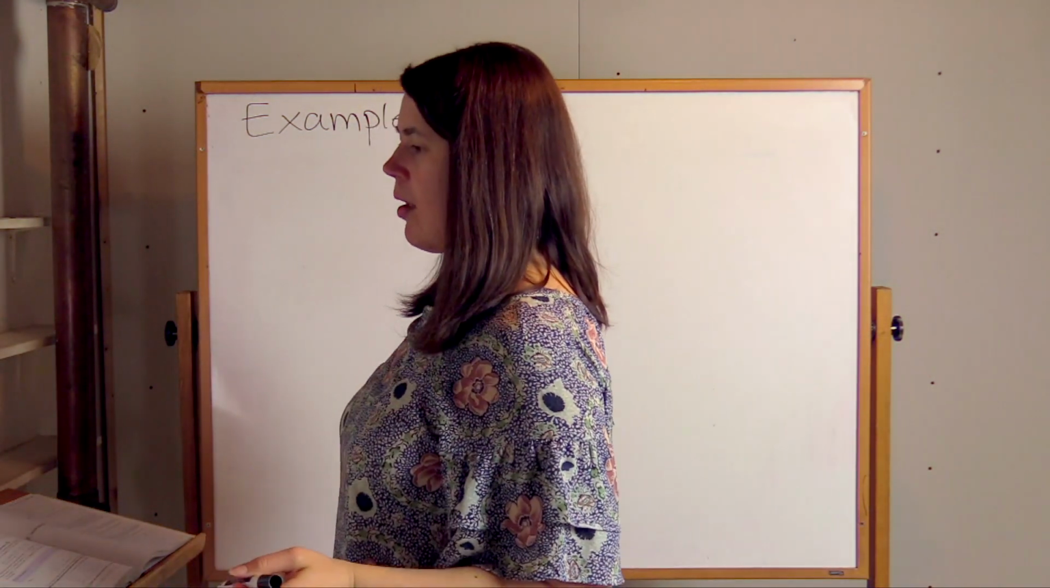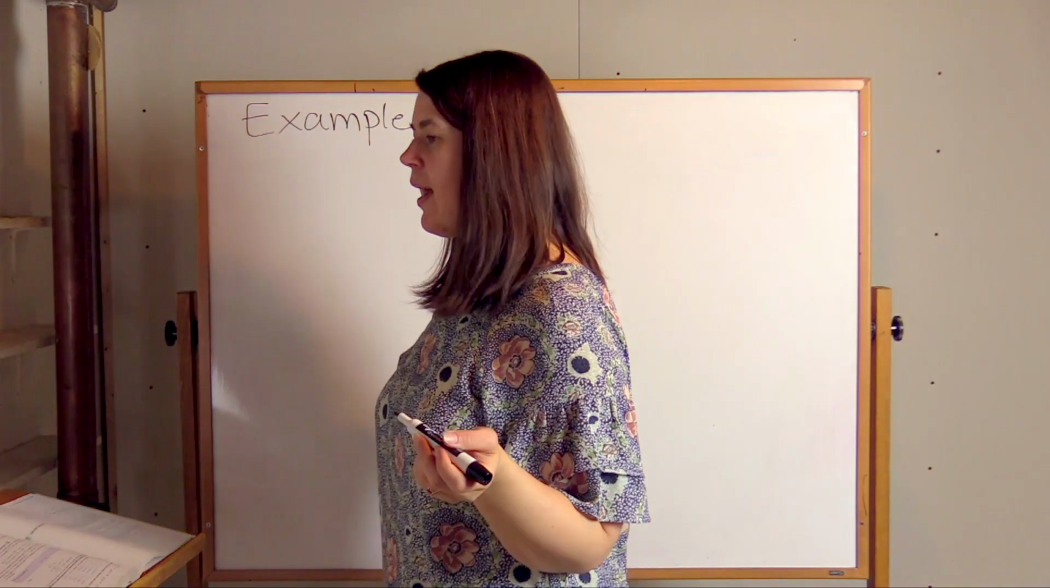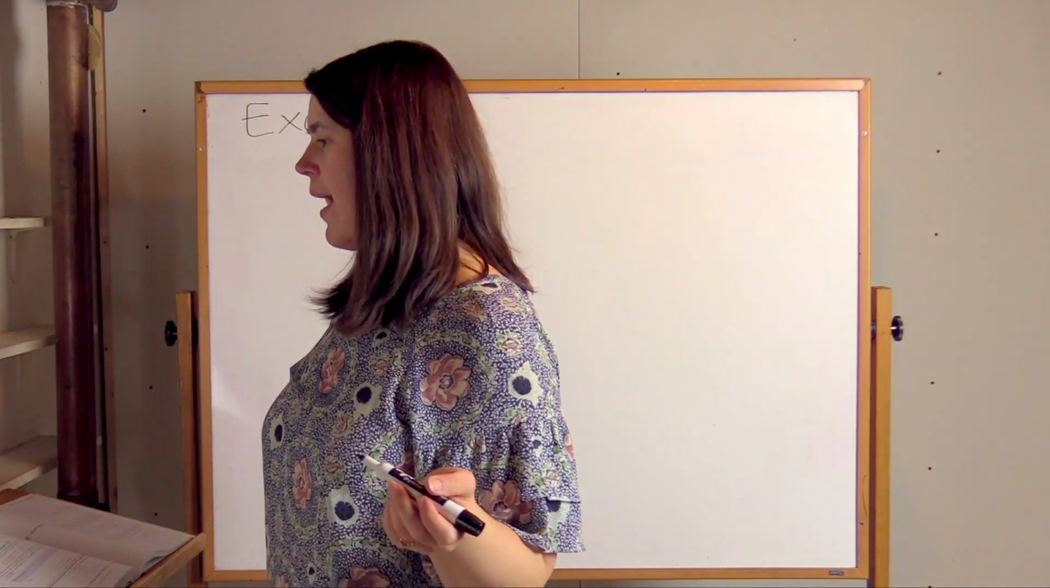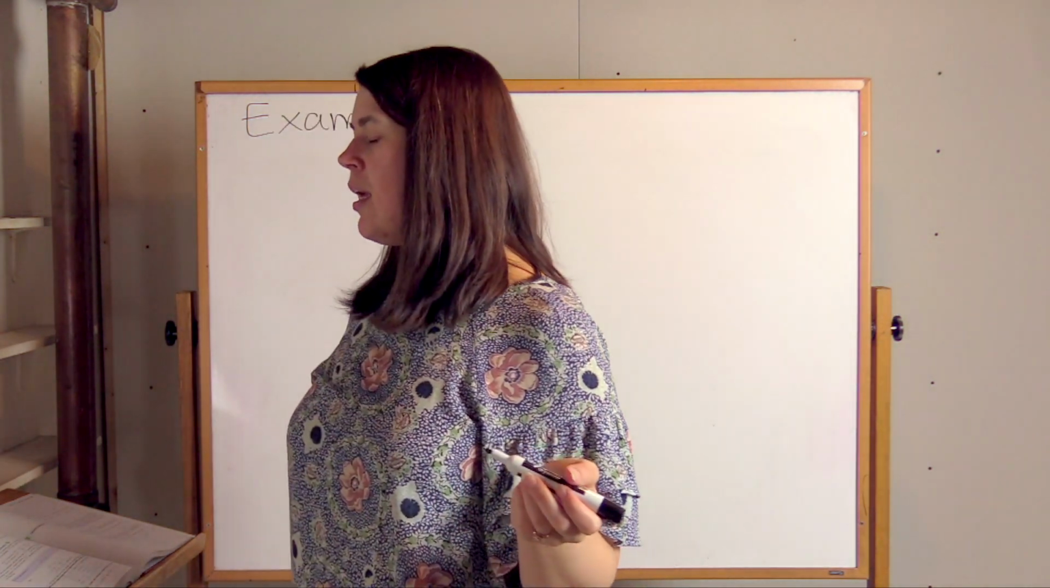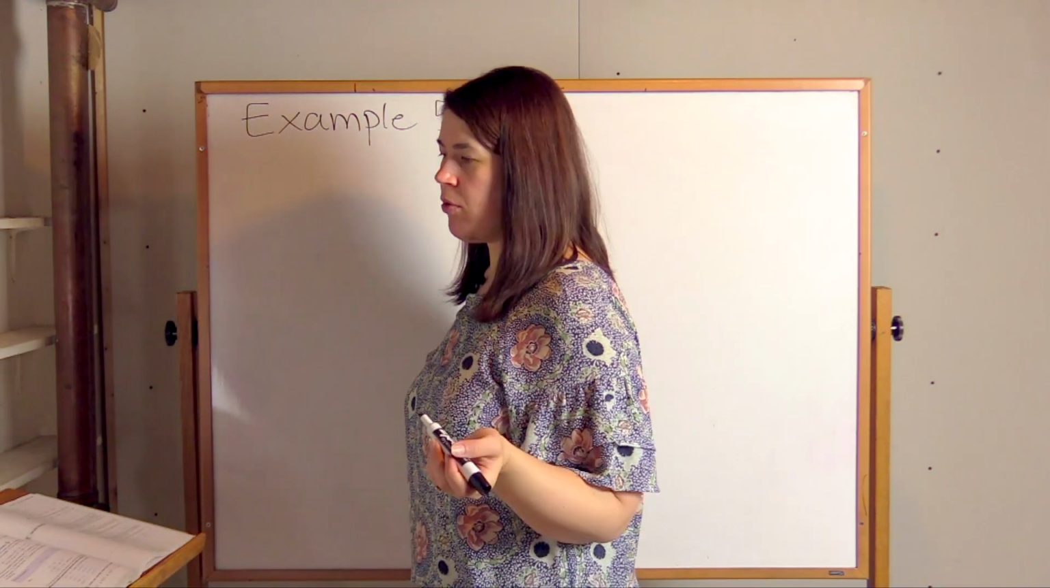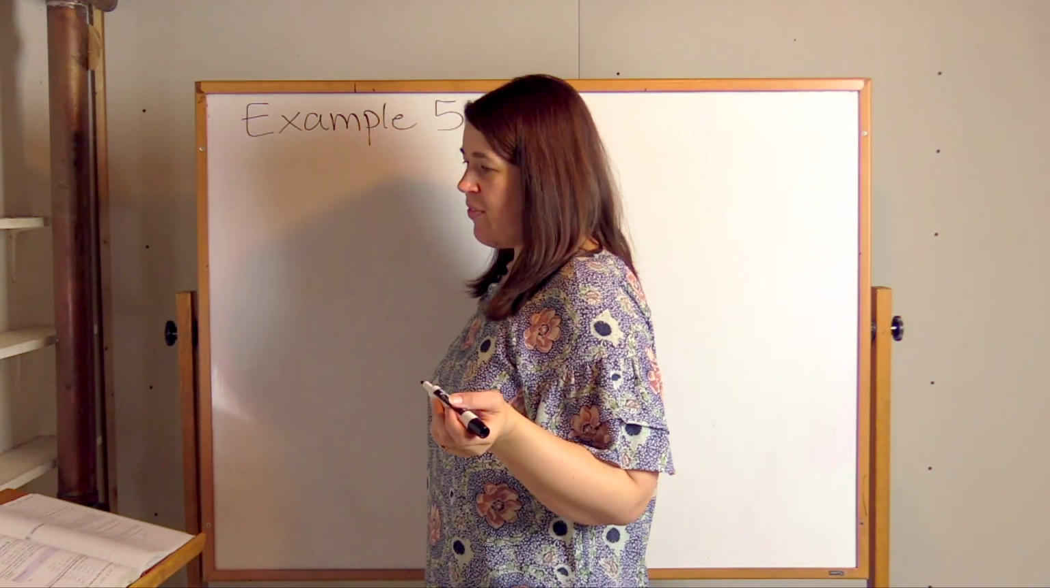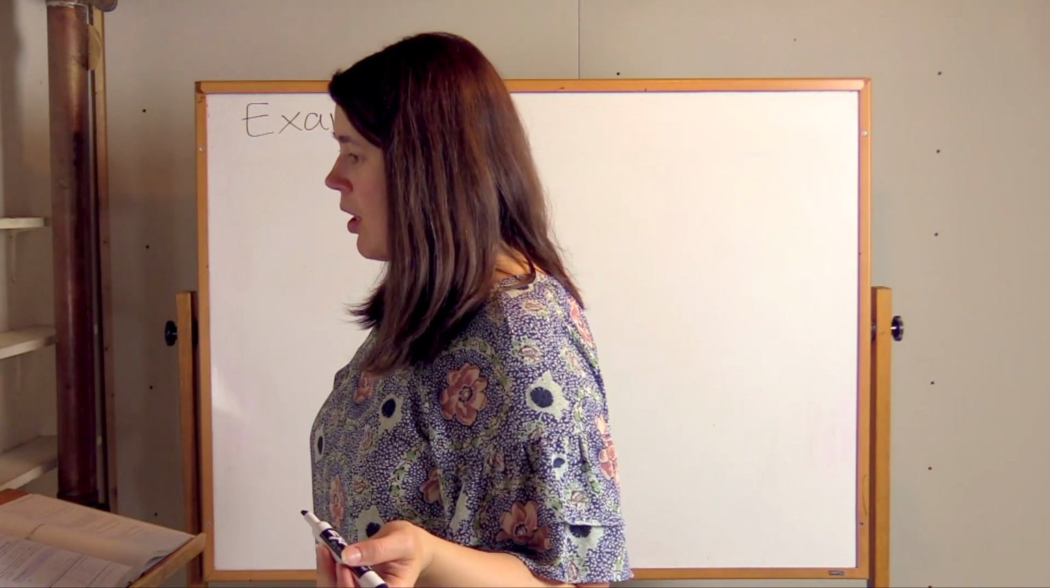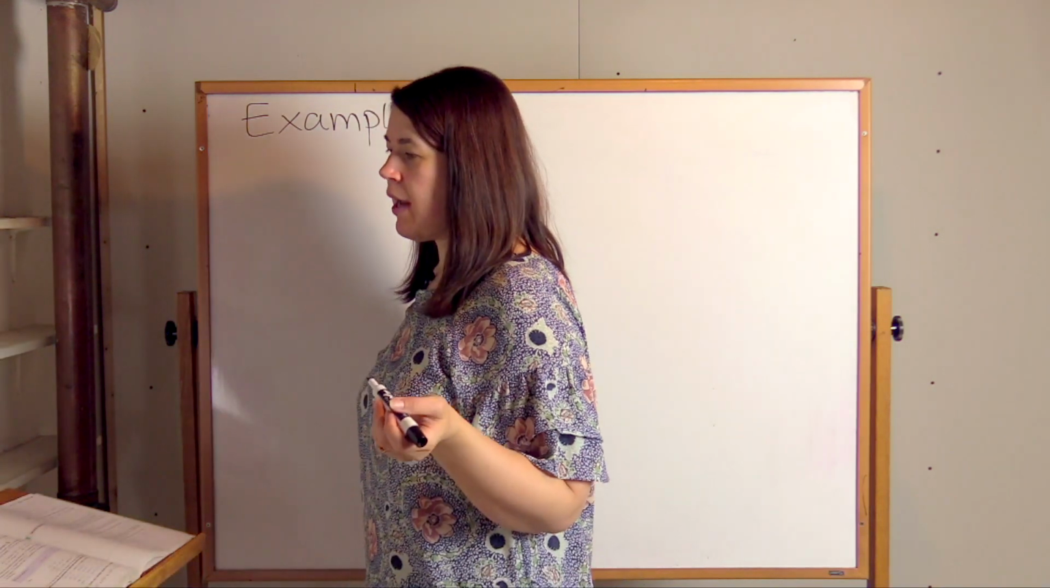Okay, so a little information before we do example 5. If a variable appears in the radicand of a radical expression, it represents positive numbers only. With variables, divide the exponent of the variable by the radical's power.